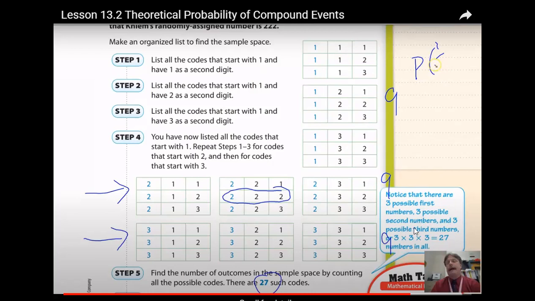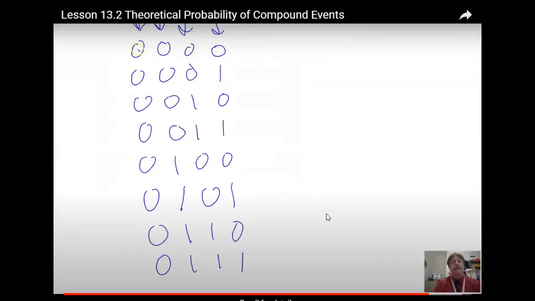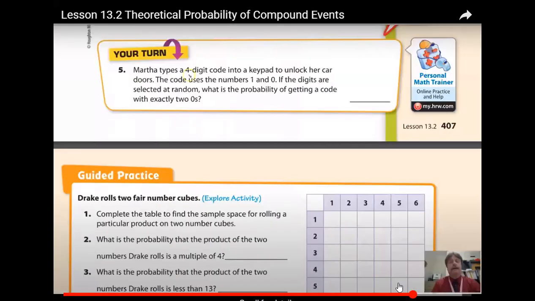It will be 3 times 3 times 3, which equals 27. Okay. Then how many times did we find 3 numbers? So we said that 3 numbers we found, 222. We found it 1 out of 27. Let's move to the next question.